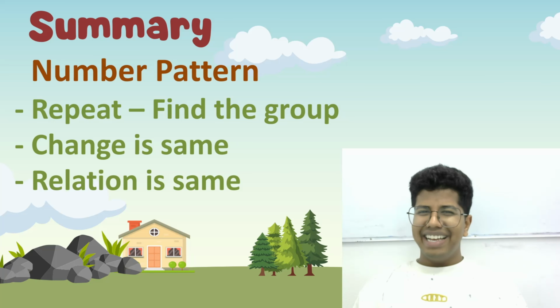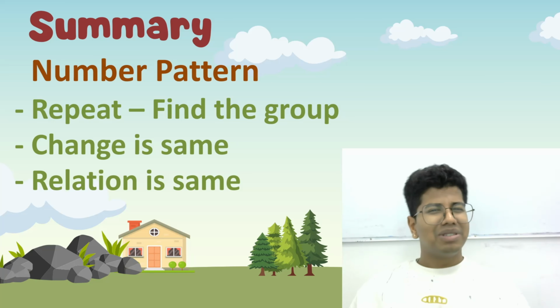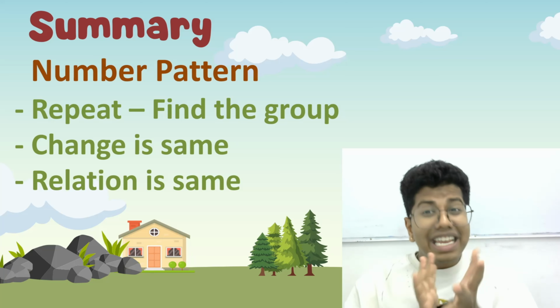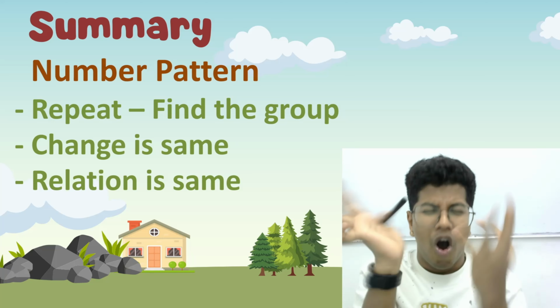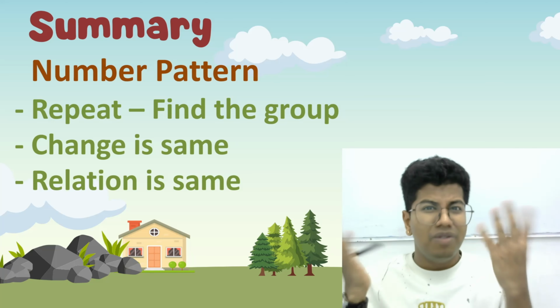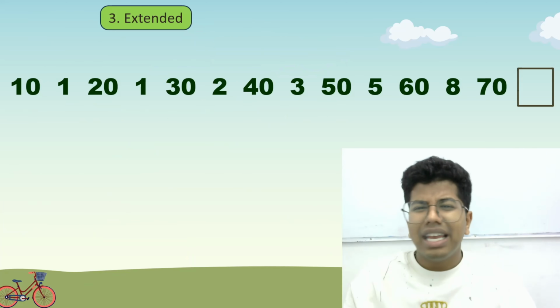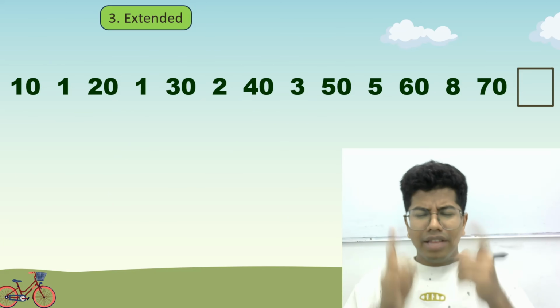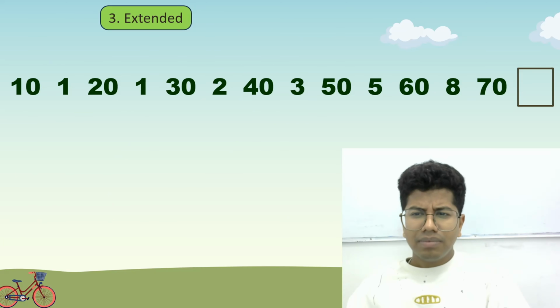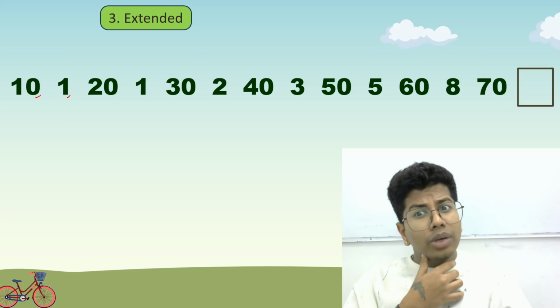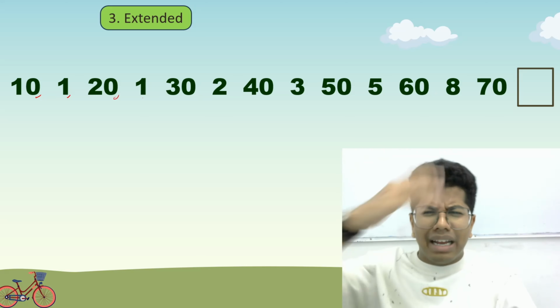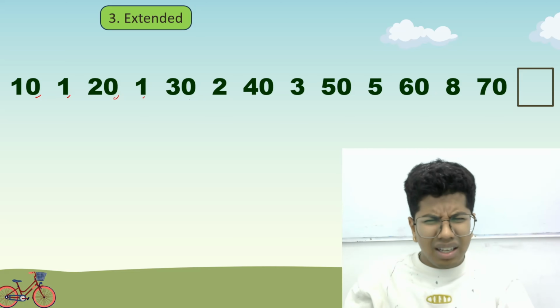Now, it's not just these three types. Sometimes the question can be mixed, combined with these three forms, and can be asked, and we are not sure. So let's take an example. Let's say this question has 10. After 10, the next number is just 1. From 10 to 1. From 1 to again 20. Oh, 20 again to 1. Then 30. Then 2.